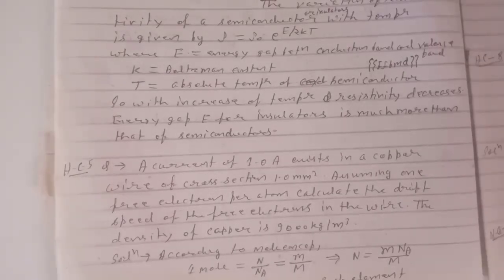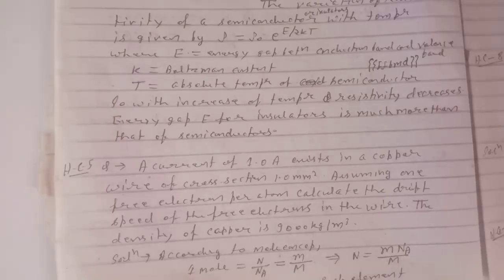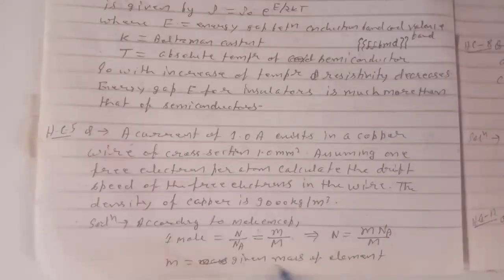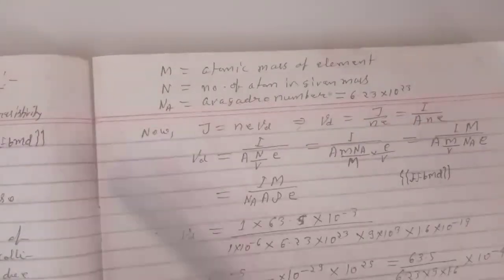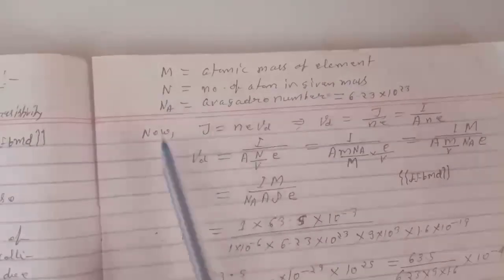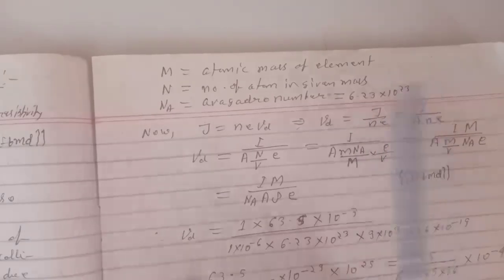According to the mole concept, 1 mole equals N by Na equals m by M. That is, number of atoms divided by Avogadro number equals given mass divided by molecular mass, and this gives N equals m into Na by M, where m is the given mass of the element, M is the atomic mass of the element, N is the number of atoms in the given mass, and Na is the Avogadro number, 6.023 into 10 to the power 23.